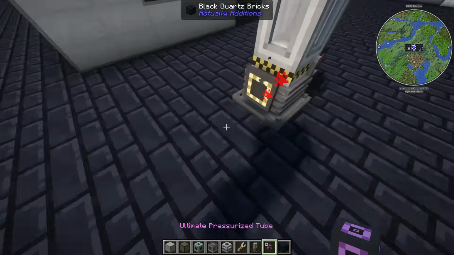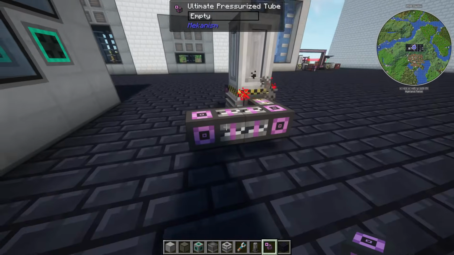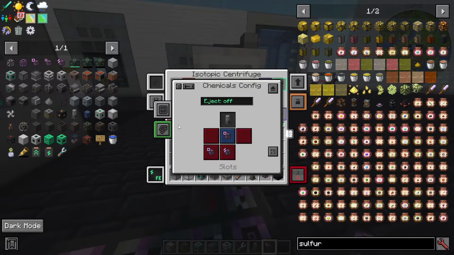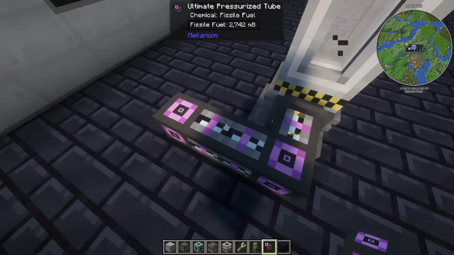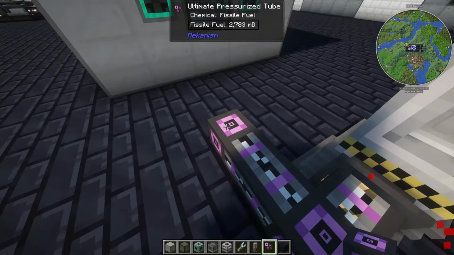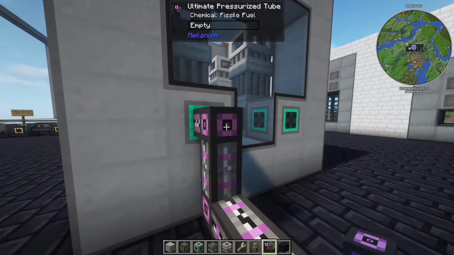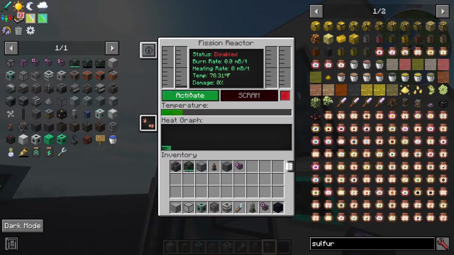Now, using a pressurized tube, go ahead and just confirm that it's going to output the fissile fuel here. And to do that, you can go to the front and have it output and then auto eject on. And as you can see now on my pipe, there's going to be fissile fuel. Bring that up to one of the import ports right here. We can just click anywhere on the reactor, and you can see that it's filling up with fissile fuel.